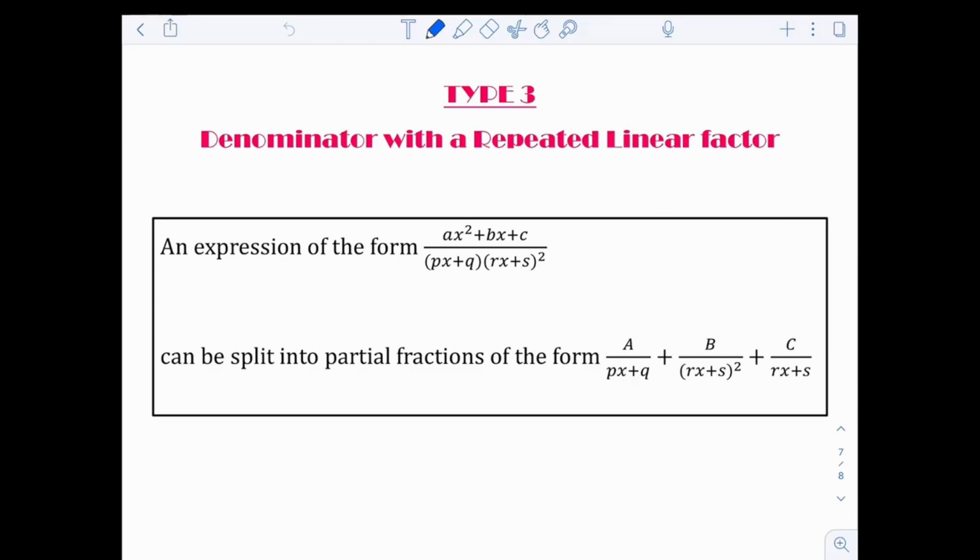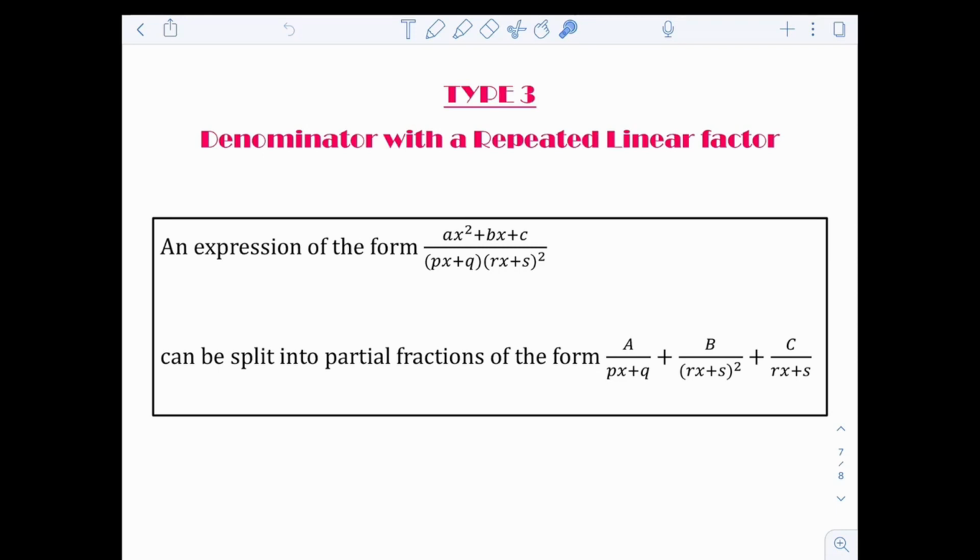Type 3, denominator with a repeated linear factor. Have a look at this expression. The bottom part is made of two factors, where the first factor is a linear factor, which is the same as type 1. For the second factor, rx plus s power 2, we call it a repeated linear factor. The one inside the bracket is linear and is squared outside. That's why it's called a repeated linear factor.